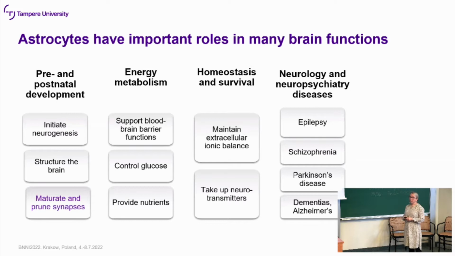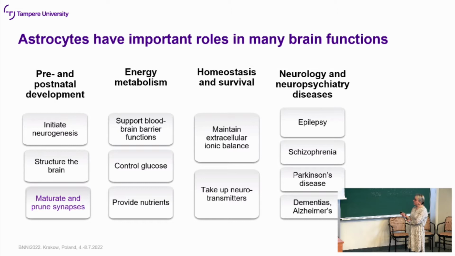Then about the roles of astrocytes. They are indeed very important and they have important roles in many brain functions. First of all, basically all these roles that I list here have been known for many, many years already, like 10, 20, 30 years or even more. So we know that in pre- and postnatal development, they initiate neurogenesis, they structure the brain, and very importantly, they mature and prune synapses, and this we will look at a bit later on as well.